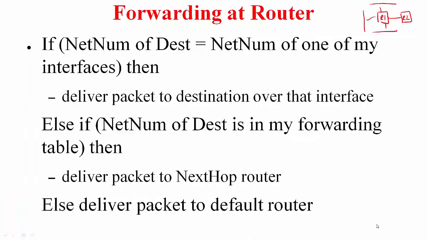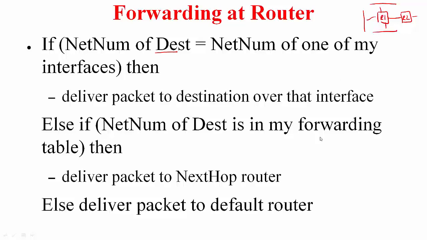So here is how forwarding is done at a router. This figure shows how this router is attached to 3 physical networks and also connected to another router, which in turn connects it to the internet. Whenever this router receives a packet, it looks at the network number of the destination address within the packet. If it matches the net number of any of its interfaces, then it delivers the packet directly over that interface, again using ARP.